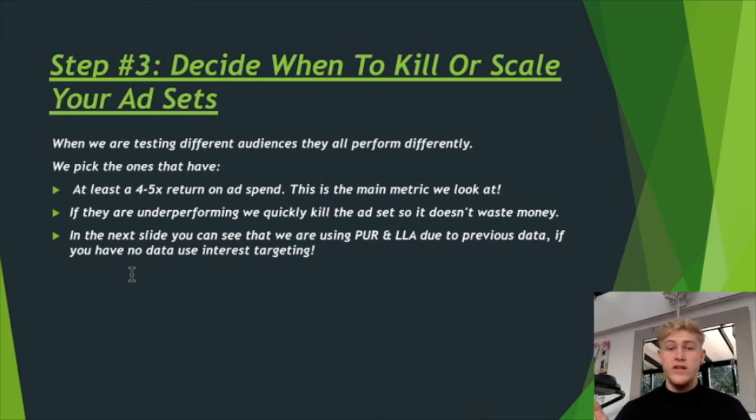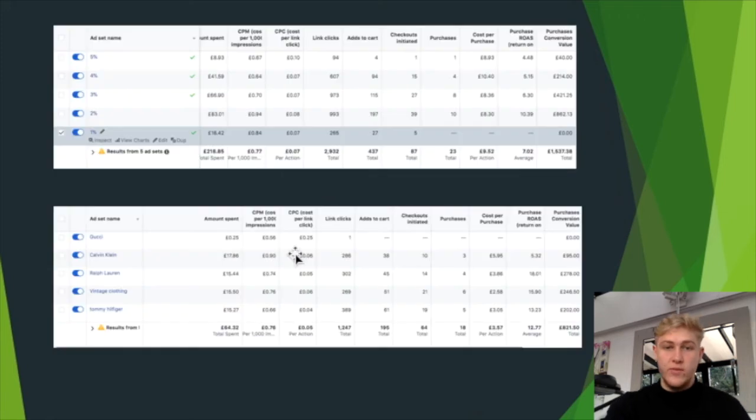If they are underperforming, we quickly kill them. Otherwise, if you're letting underperforming ad sets carry on, it will just burn through money. So we don't want to do that. And in the next slide, you can see that we are using purchase lookalikes. Because this company had previous data, they were doing 14,000 a month. They had the Facebook pixel installed. So what we can do is just launch straight into lookalikes, which is quicker to scale. But we did use interest targeting as well. And you'll see on the next slide, I'll give you a breakdown of it.